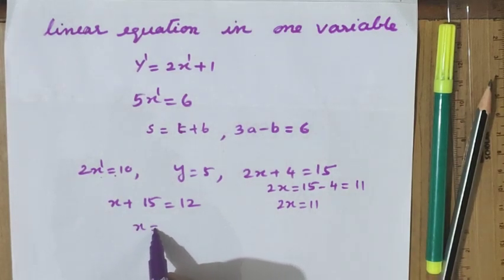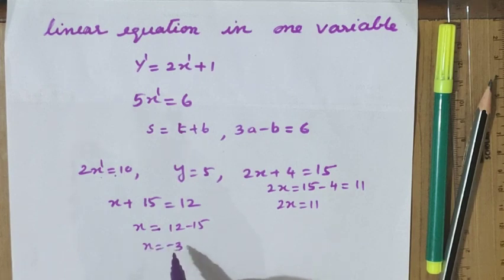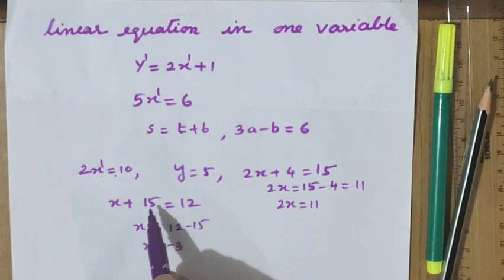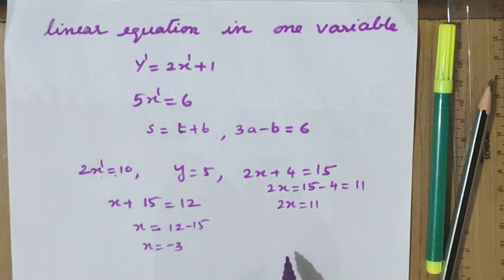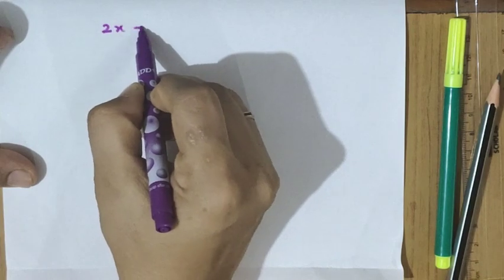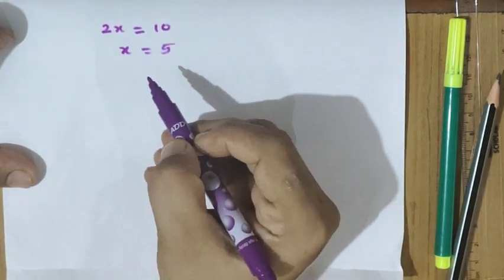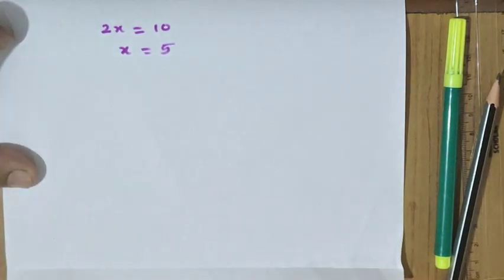Here also we can solve: 12 minus 15 will come, so x equal to minus 3. This way you can solve, and you can see that these are all examples of linear equations in one variable. Now we will consider 2x equal to 10. What is x? x equal to 5. So the solution equals 5 here.